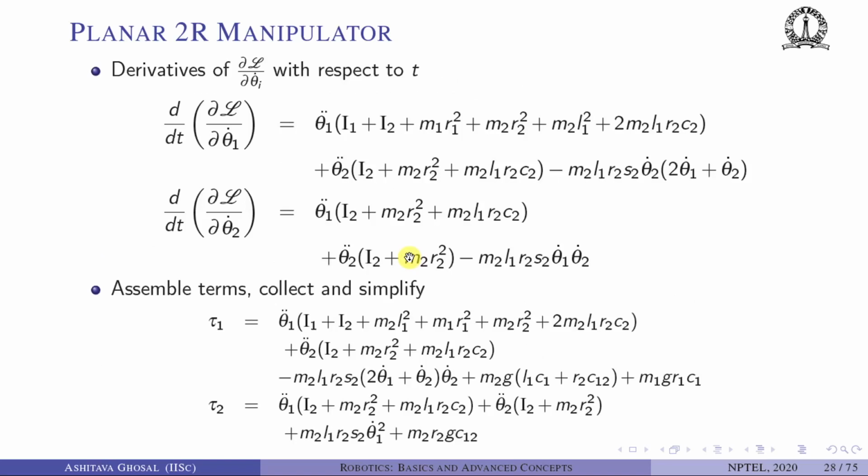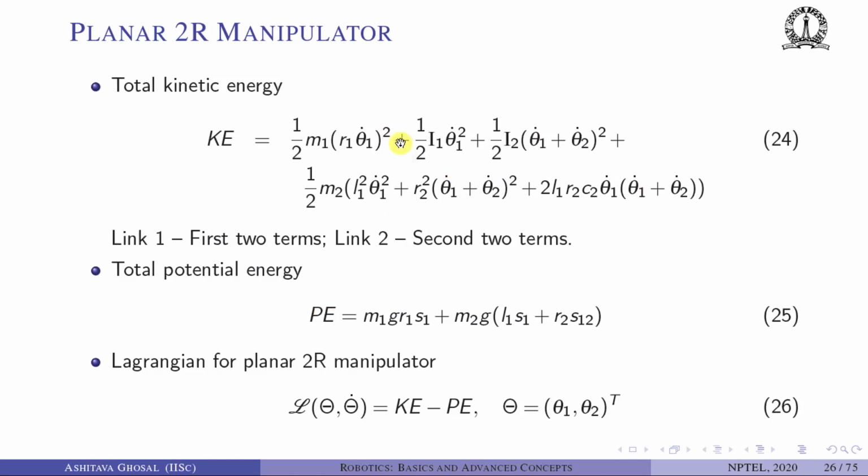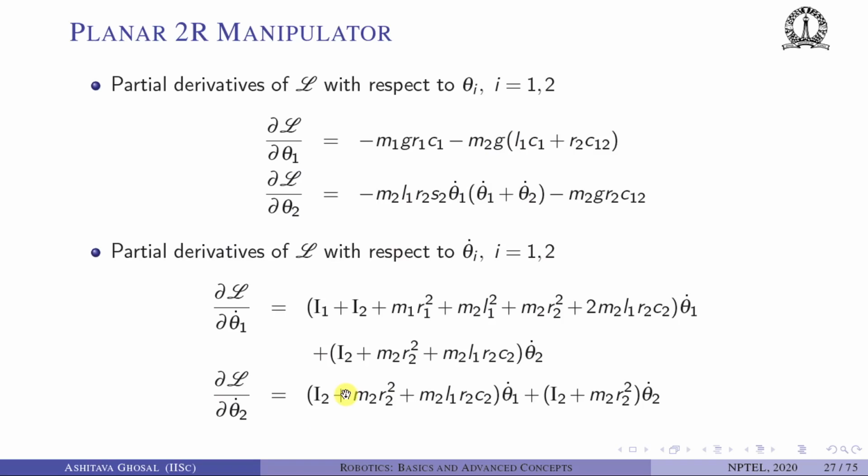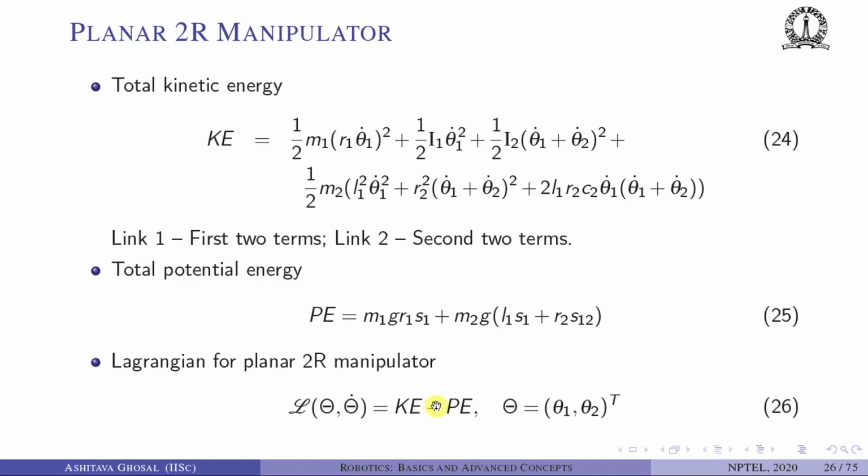So we have obtained the potential energy and the kinetic energy of both the links, and then we can find the Lagrangian for this planar 2R manipulator. It is nothing but the kinetic minus the potential energy. It will be a function of theta 1, theta 2, and also theta 1 dot and theta 2 dot.